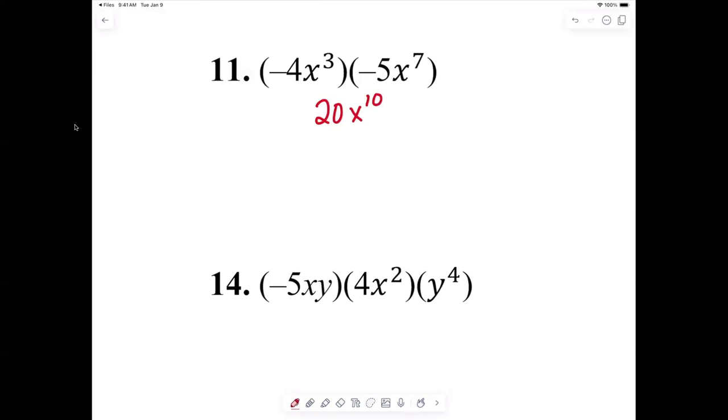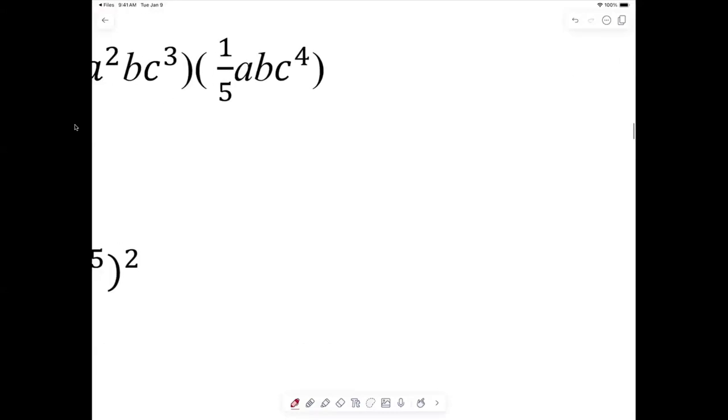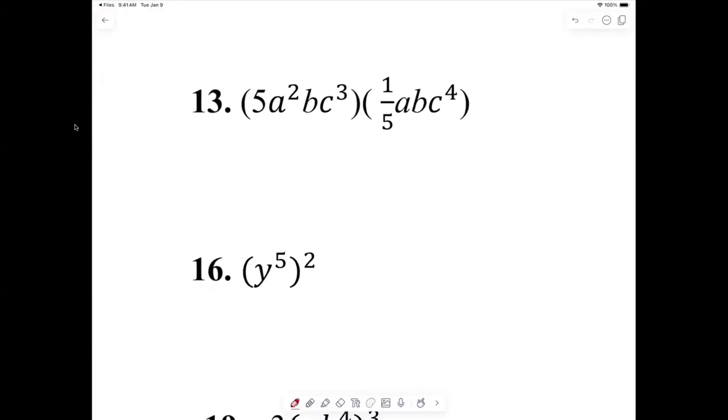Now, as we go down the page, you should be looking at it going, wow, it gets harder and harder and harder. So if you can't do these, you're not going to be able to do the next ones. All right, 13, go. Remember, this just means 5 divided by 5. 1. That's right. How many B's?